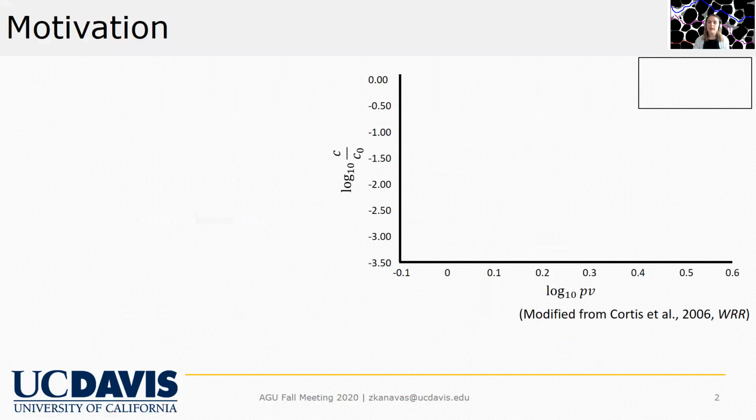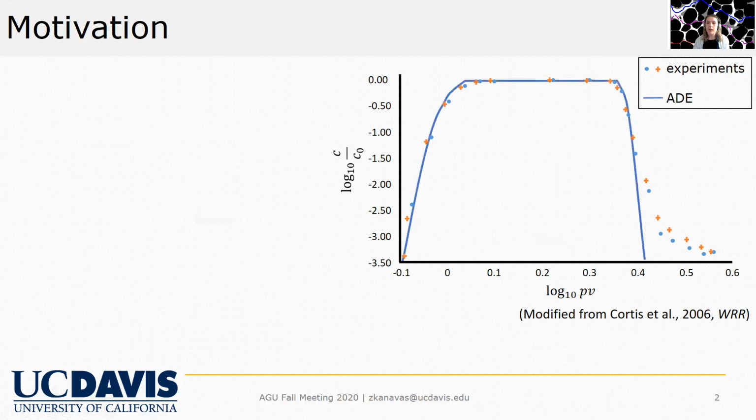Here, we plot a normalized concentration versus time, where time is represented as pore volumes. This data is from a bromide tracer experiment run through a sand column. It has a long tail in concentration, which is a signature of anomalous transport and is not captured by the ADE modeled here. But why?